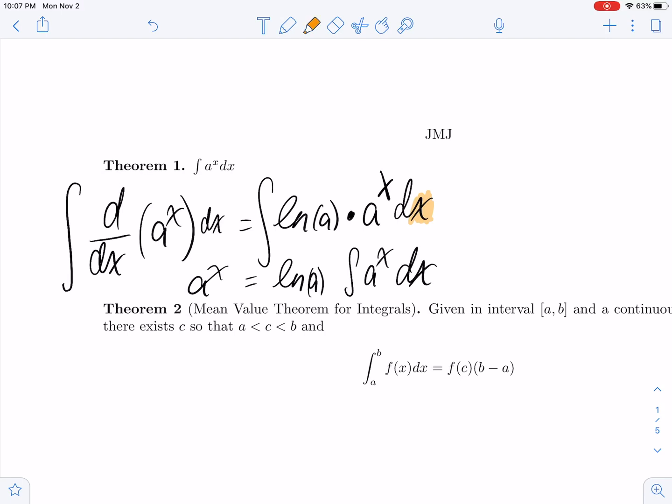And we notice that this is the thing I want to know about, right? So I can just solve for it, dividing that ln a over to give us our final answer: the integral of a to the x dx is equal to a to the x over the natural logarithm of a. All right, so there's another integration rule to add to your tool belt.